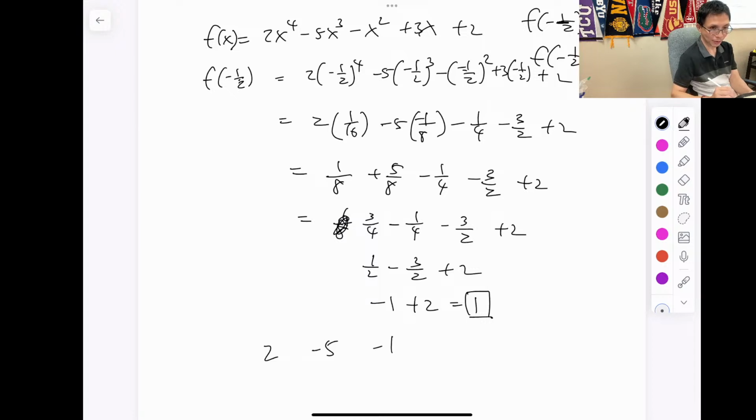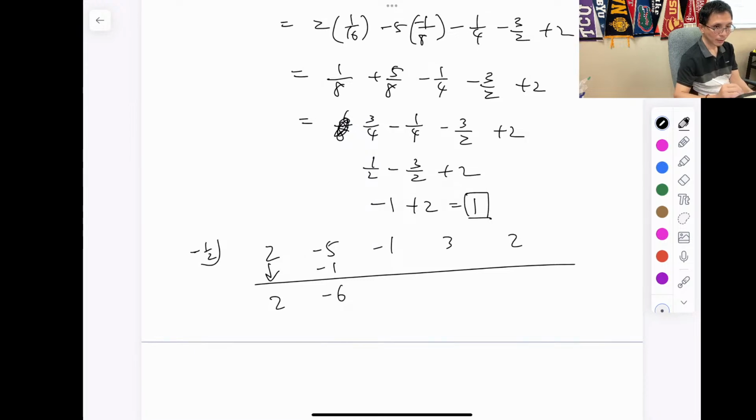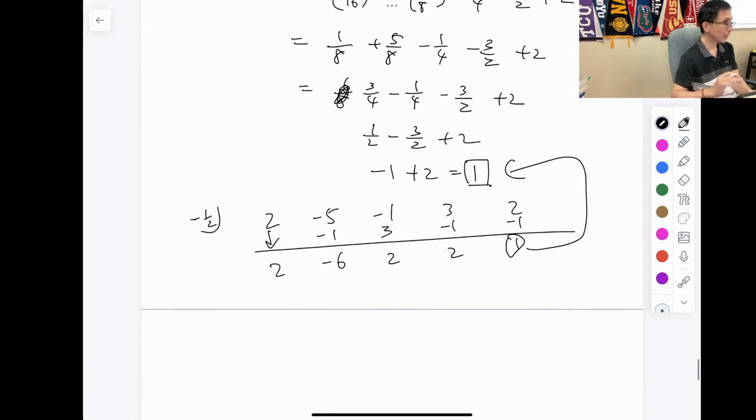Even though this question is very gross, and this is negative 1/2, and you guys say, oh my god, this is really scary. 2 times negative 1/2 is what? Negative 1, negative 6. Negative 6 times negative 1/2 is what? 3, and then there's a 2, and 2 times negative 1/2 is what? 1. See, this answer is so much more elegant than this, right?